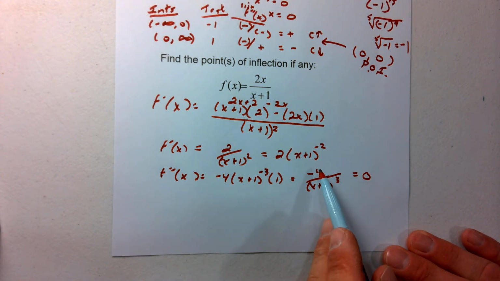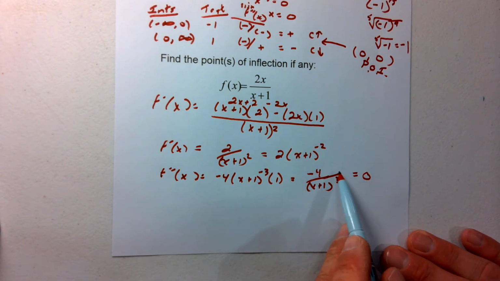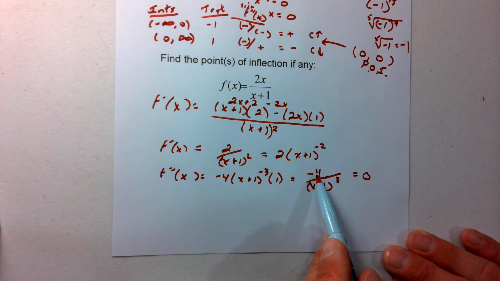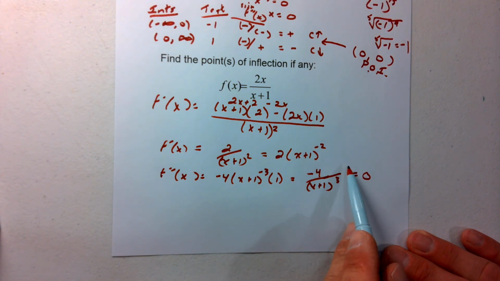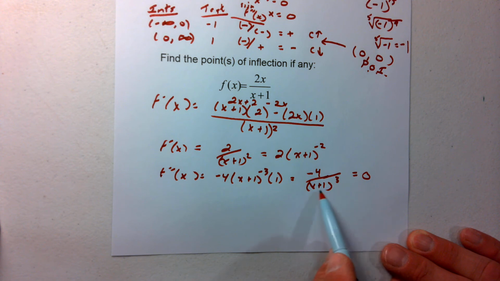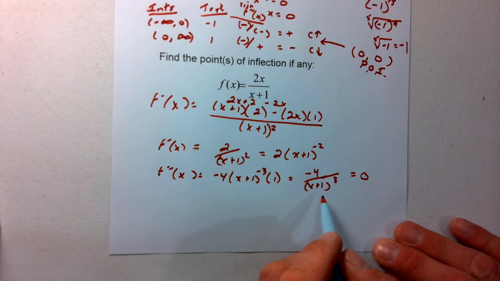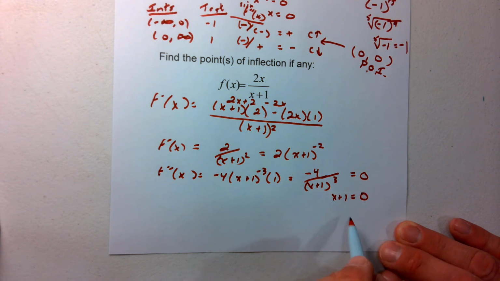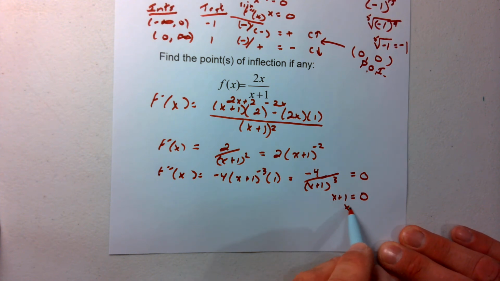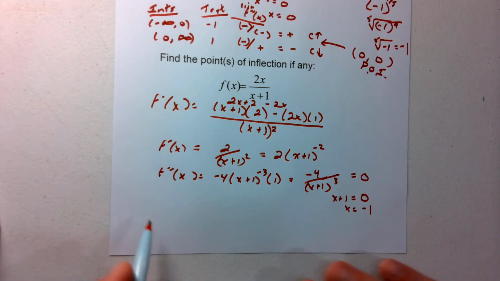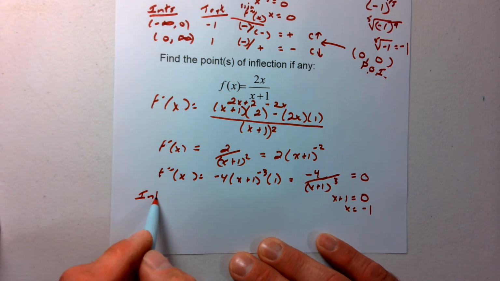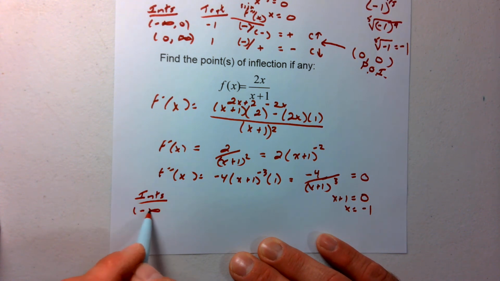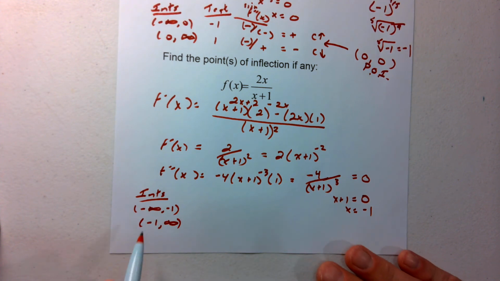Setting my numerator equal to 0. At this point, I'm going to guess that most of us see that there's no variables up there, so we don't have to worry about it. The only value that we're going to get is when it's undefined, or when x plus 1 to the 3rd equals 0, or x plus 1 equals 0, or x equals -1. So my intervals, running out of room, I'm going from -infinity to -1, and -1 to infinity.